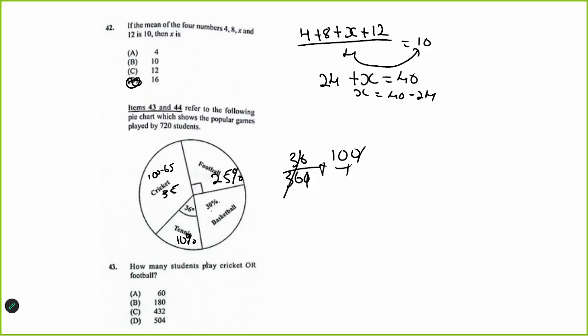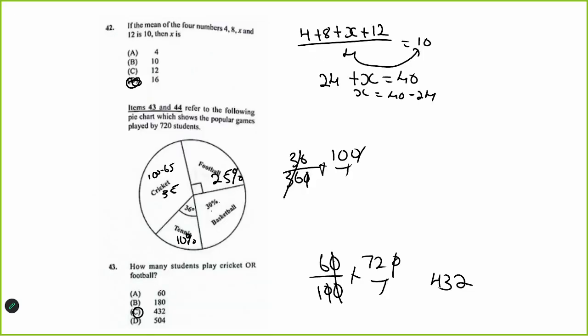So how many students play cricket or football? Cricket and football is 25 plus 35, which is 60 over 100. Multiply by 720 over 1. Crosses off, crosses off, crosses off. 6 2s are 12, 7 6s are 42, 43. So it'll be 432. Right?